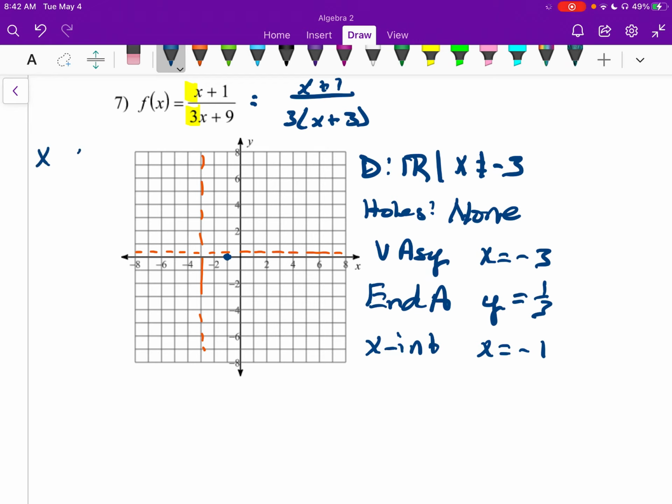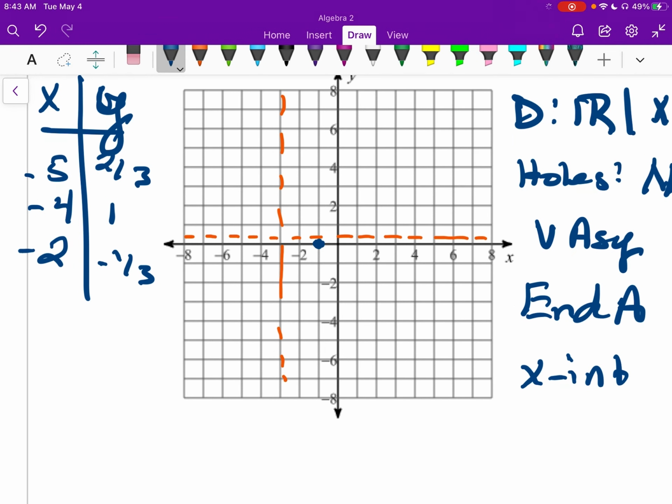So let's do a t-chart. We need two numbers to the left of our asymptote and two numbers to the right of it. So to the left, I'll say -5 and -4. To the right of it, I already have -1 listed because that's my x-intercept, so I'm just going to do -2. Whenever I plug these in, I get 2/3, 1, and -1/3.